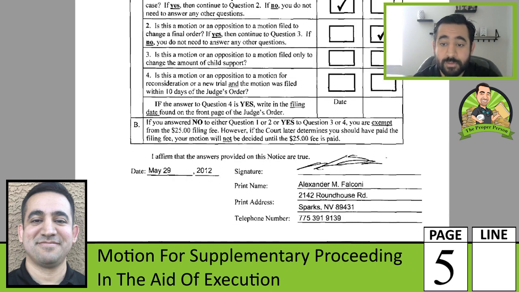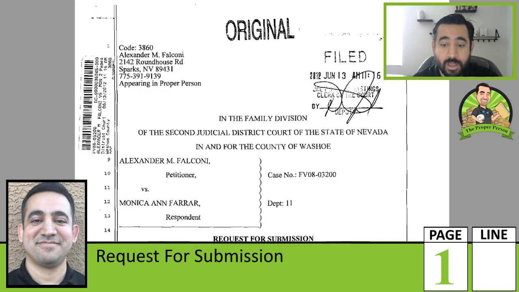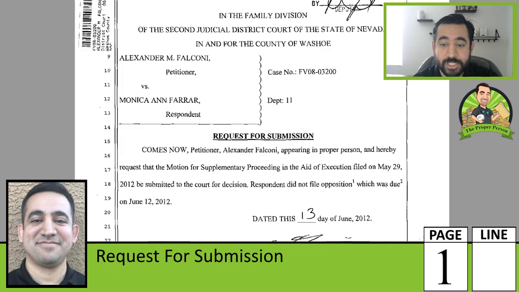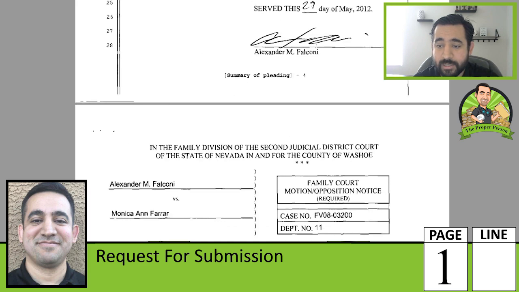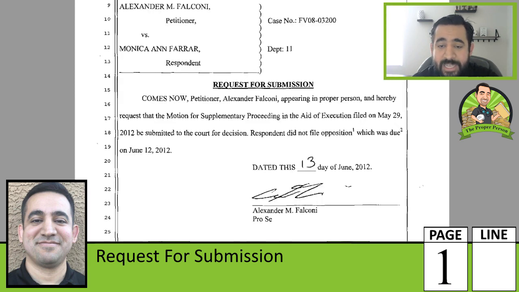Moving on to the request for submission. Here we have me indicating to the court that this motion for supplementary proceeding can be submitted to the court. Why is this being... Hold on a second. Yeah. Okay, so once again, it looks like I'm not waiting for my ex to have an opportunity to respond. I know why I'm doing this, even though it's not right.